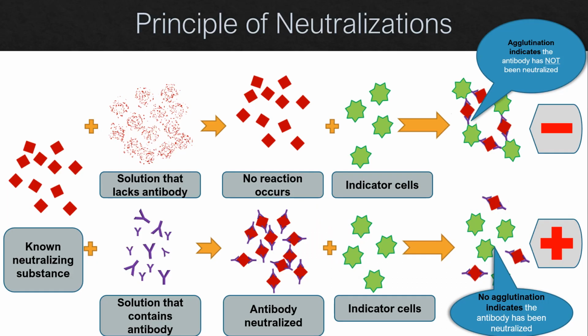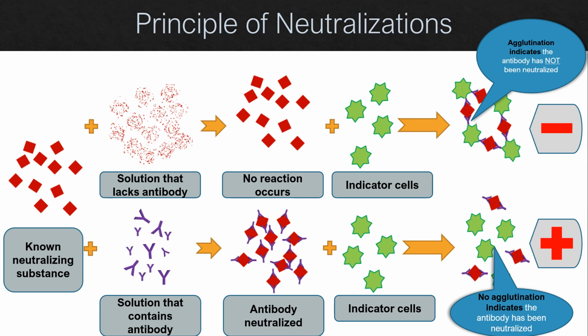So we're going to use anti-P1 as an example for this. So we think the anti-P1 is in the patient's plasma. So we're going to use the known neutralizing substance, incubate it with the patient's plasma. If it's present, then the antibody is going to be neutralized. So you're going to add your indicator cells, and there's going to be no agglutination. So this indicates that the antibody has been neutralized.